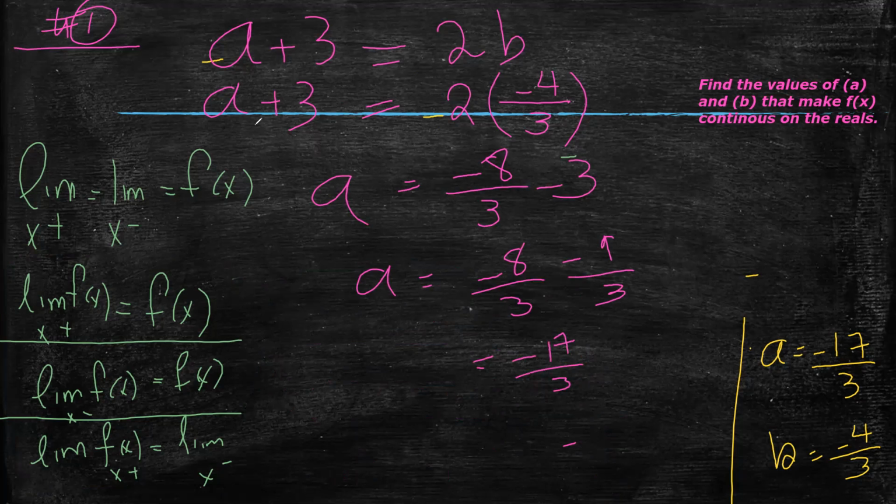This is the value of a. So a will be negative 17 over 3, and b will be negative 4 over 3. And these values of a and b make the function continuous. Is it clear now?